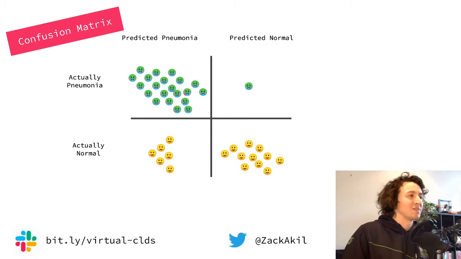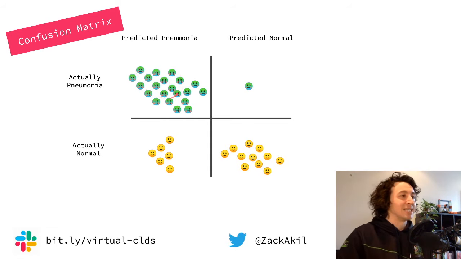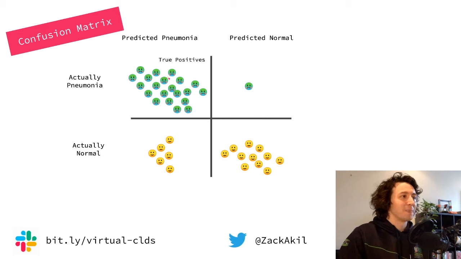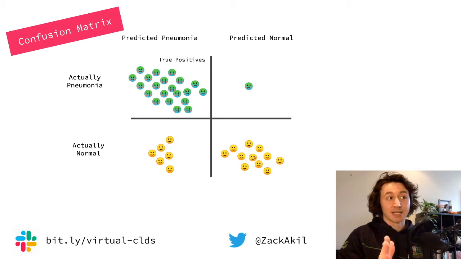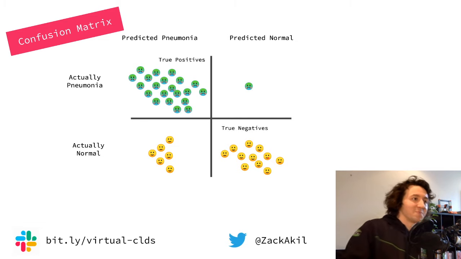The top left quadrant, because we are testing positive for pneumonia and they are getting them correct, we say they are true positives. And the bottom quadrant is also an easy one, because they are testing negative for pneumonia, and they're also true. We call those our true negatives.